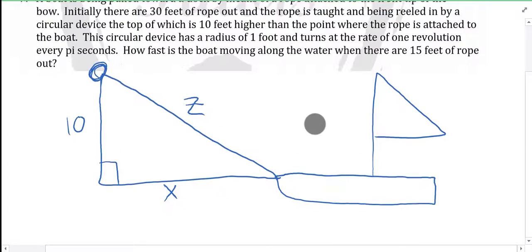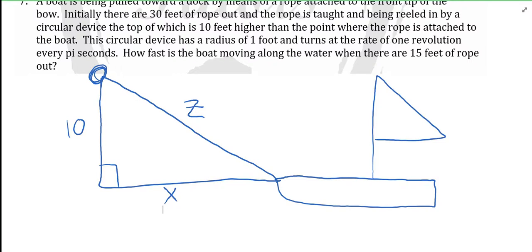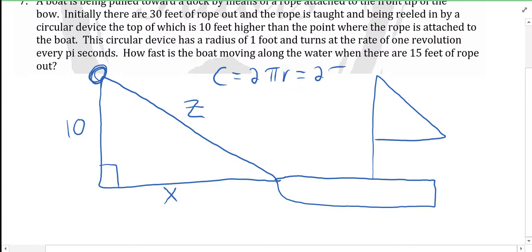So as the thing rotates around, all we can do is find the circumference, because that's going to tell you how much rope gets pulled in every single time it rotates. Since it has a radius of 1, the circumference is 2 pi r, and since the radius is 1, it's going to be 2 pi. That means every time it rotates, it pulls in 2 pi feet of rope. But we know that it rotates every single pi seconds, so you divide by pi. So it's 2 pi feet every pi seconds, and that is just 2 feet per second. And that's the rate of change of what variable?